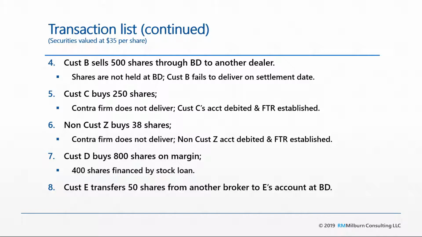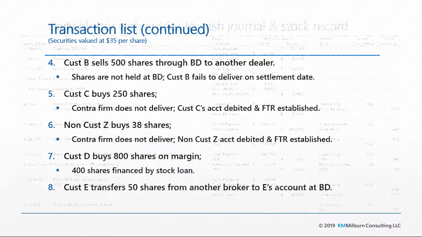Non-customer Z is going to buy 38 shares. Same situation, contra firm's not going to deliver, and so her account is going to be debited and a fail to receive is going to be established. Customer D is going to buy 800 shares on margin, and 400 shares is going to be financed by stock loan. Customer E is simply going to transfer in 50 shares from another broker-dealer to E's account at the BD.